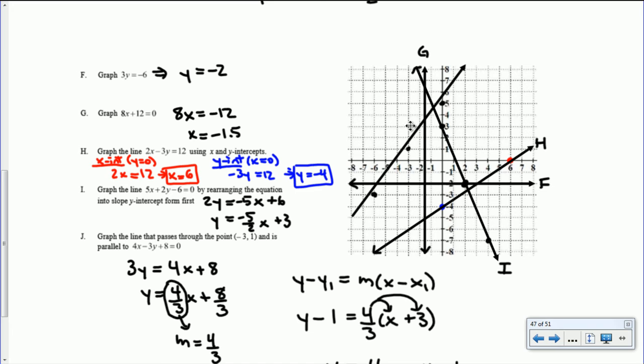Hopefully that's about right. Get it through all 3 points, and that would be J. Alright, moving on.